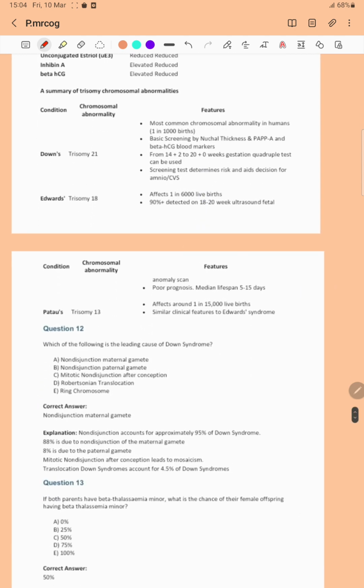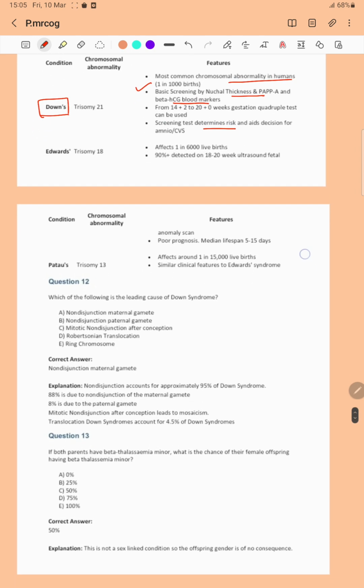Now what about the trisomies? Number one, the most common trisomy is trisomy 21, which is Down syndrome, and it is the most common chromosomal abnormality in humans, occurring about 1 in 1,000 births. Basic screening is by nuchal thickness and PAPP-A and beta HCG blood markers, and from 14 plus 2 to 20 weeks gestation the quadruple test can be done. The screening test determines the risk and guides decisions for amnio and CVS.